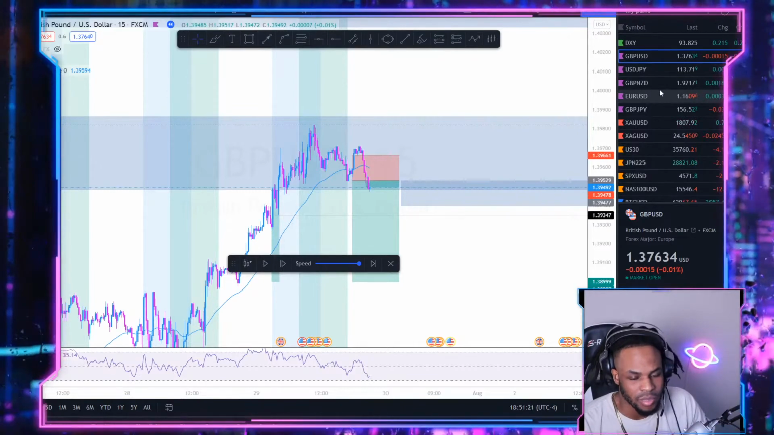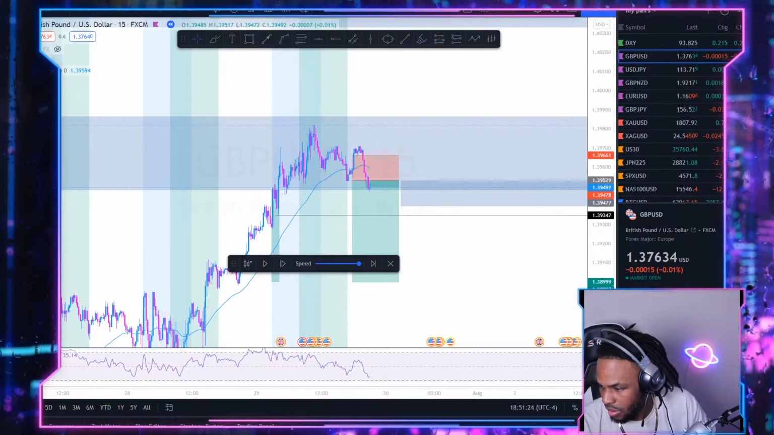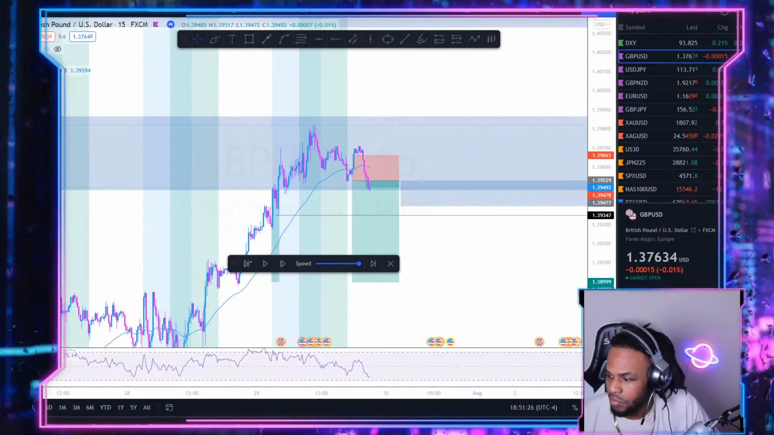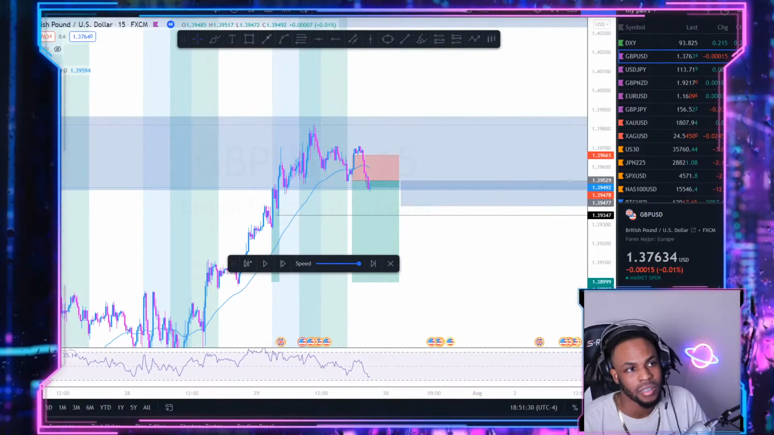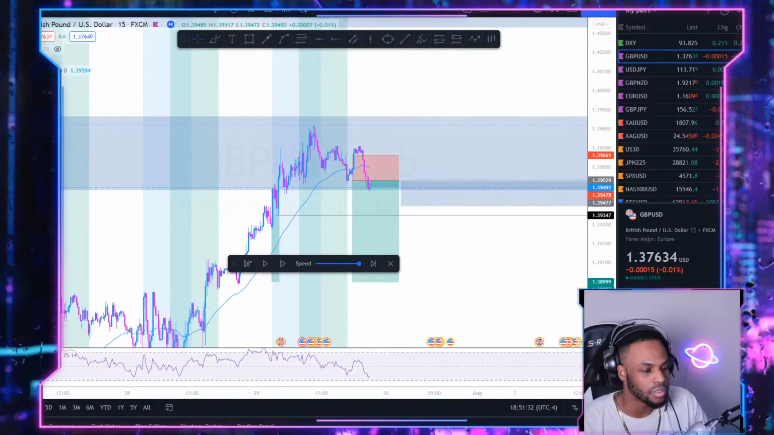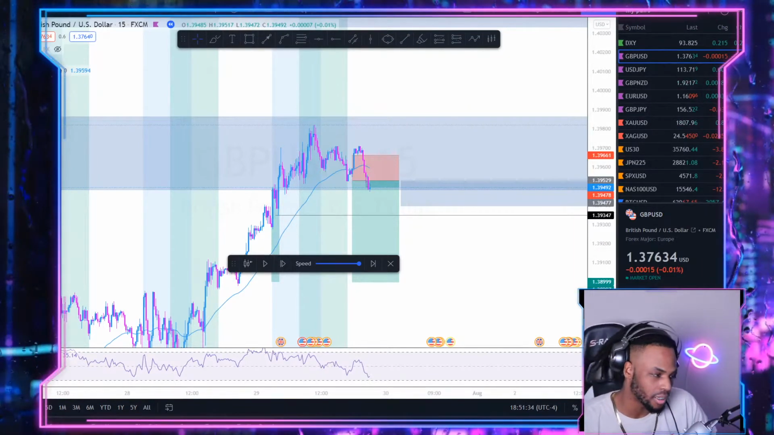GBP NZD, my strategy works perfectly with it. So can you trade London before work? I can, but I feel like most of my trades happen during the New York session. So I work at 8 a.m.